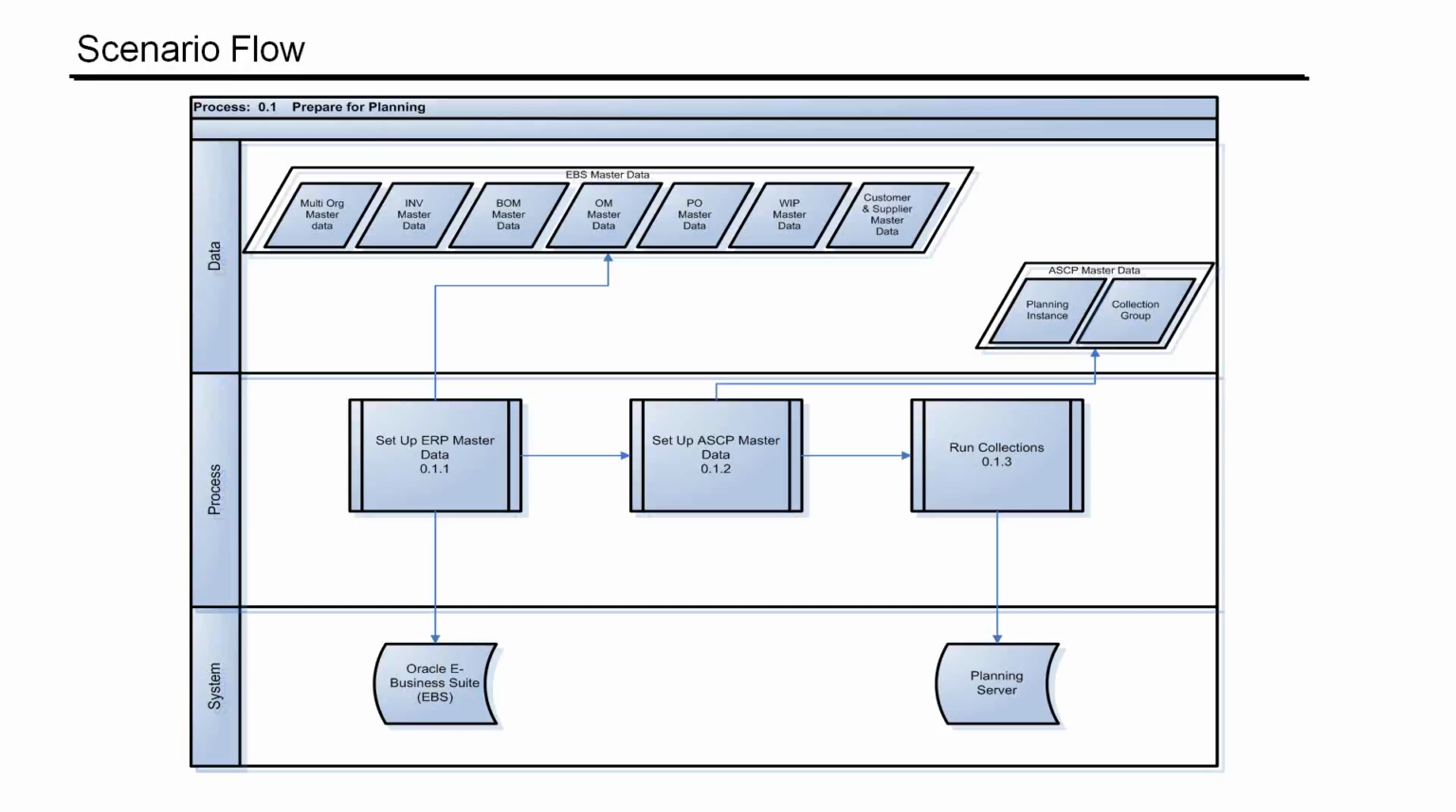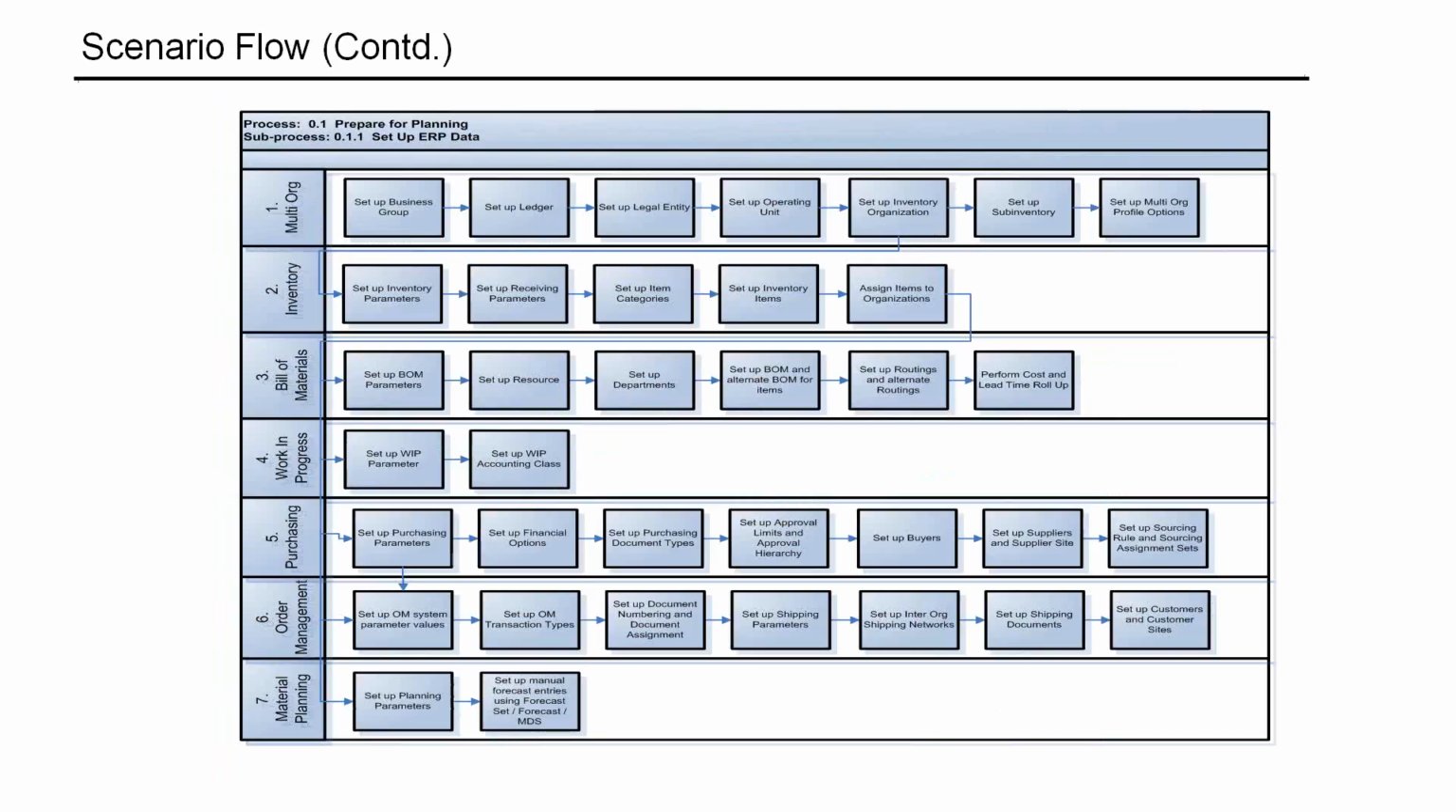Okay, so moving ahead to the next slide. Yeah, so these are the sequence of setups which we generally do for multi-org, for inventory, bills of materials, work in process, for all the modules. So for multi-org, as you can see, we can set up the business group, then set up the ledger, then set up the legal entity. These are the sequence of steps we do for the setups.